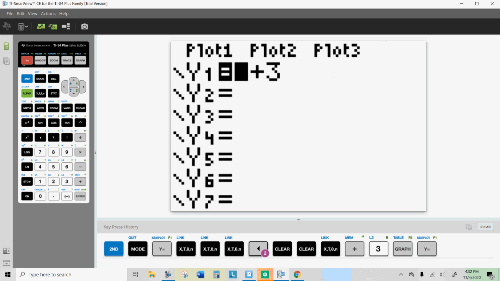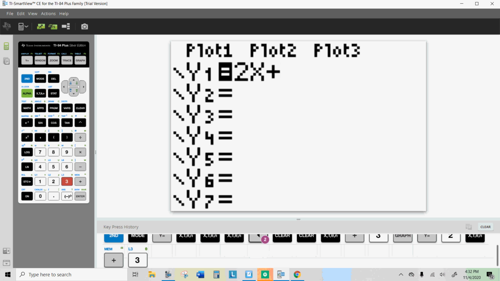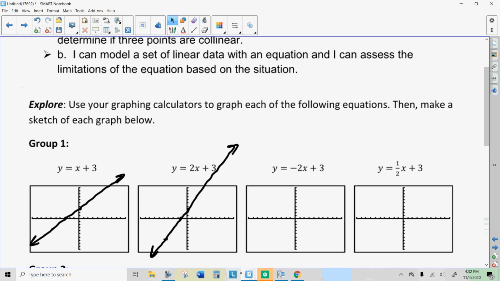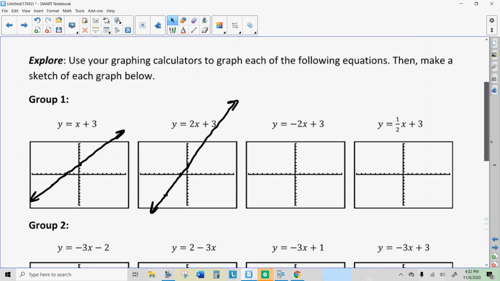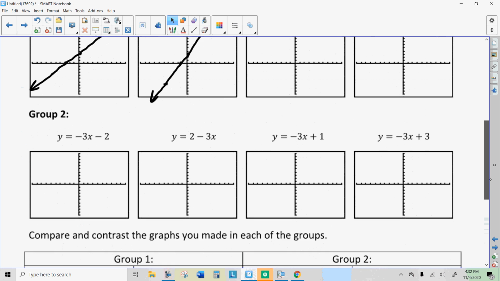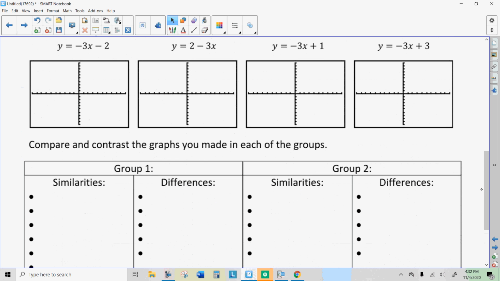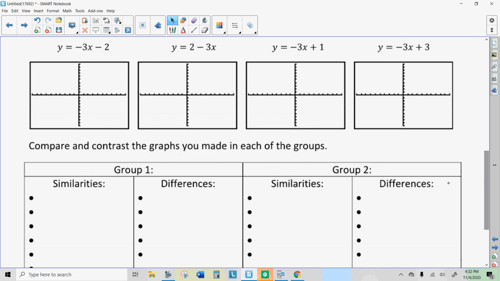And when you want to change that, go back to your y equals, type in your new equation. You can press clear if you want, but you can just type over it too. 2x plus 3, press graph, and you'll see that one. Okay, so what I'd like you to do now is to sketch out the rest of these graphs, and then check back and just look at my graphs to see if you did them right. And then we're going to compare and contrast them.